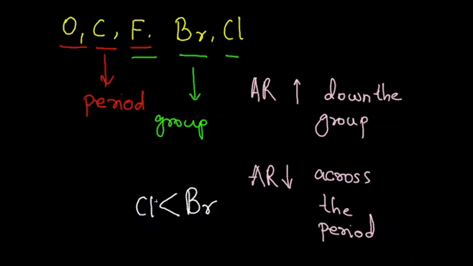Now we are left with oxygen, carbon, and fluorine, which are the members of the same period. And we know that the atomic radius decreases across the period. So fluorine should have the least radius here, belonging to group 17, and carbon should have the largest radius among the three. So oxygen ends up sandwiched between the two with intermediate atomic radius. So that's it for now.